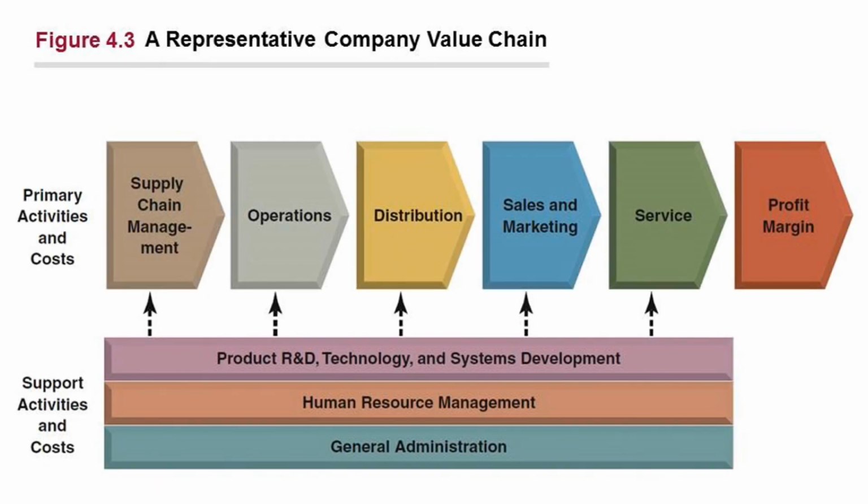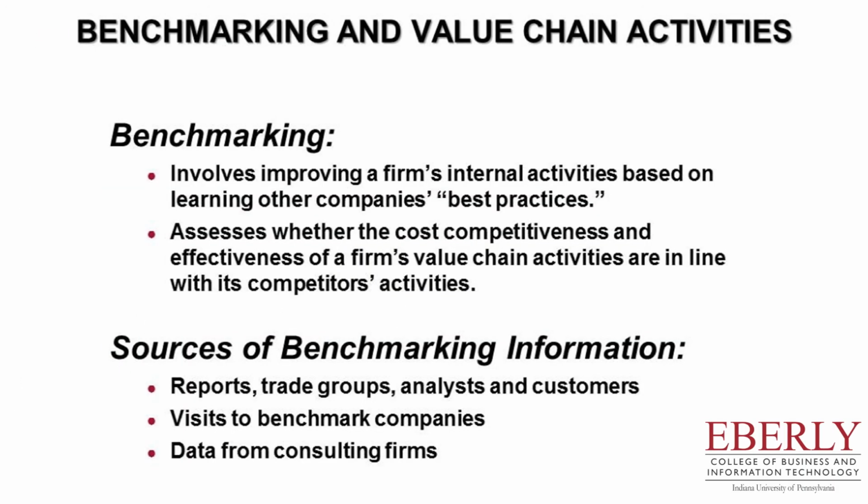This is a very traditional value chain. Again, this is right out of your book so that you can look at it. As you can see, your support activities are things like R&D, technology, systems development, HR, general administration. And in this particular value chain, they're going from supply all the way to the final product and profit.